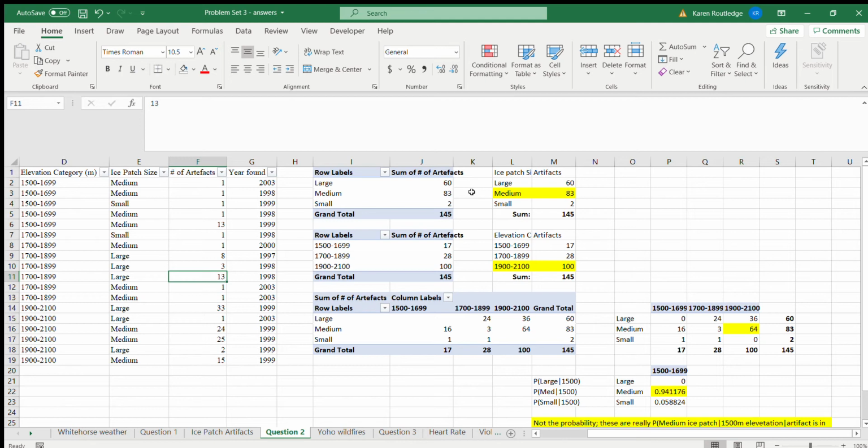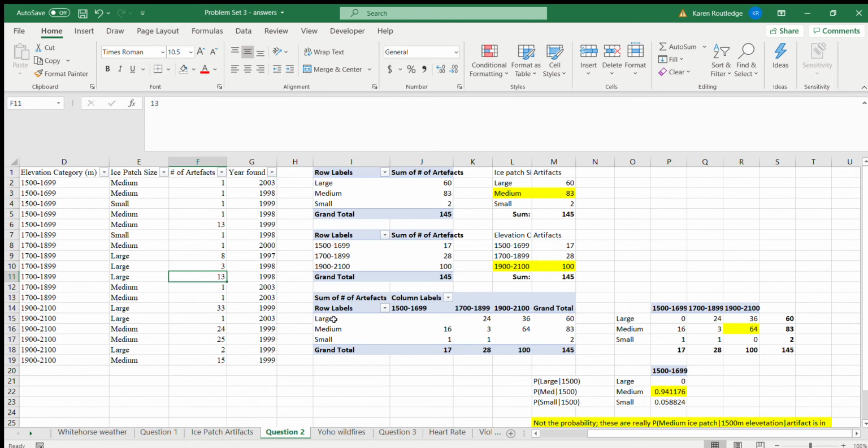The next ones are doing pretty much the exact same thing. We ask a pivot table to take the elevation categories and the sum of the artifacts in the elevation categories, and we pick out the category that has the largest sum. And for us, that is the 1900 to 2100 elevation. That's part B.